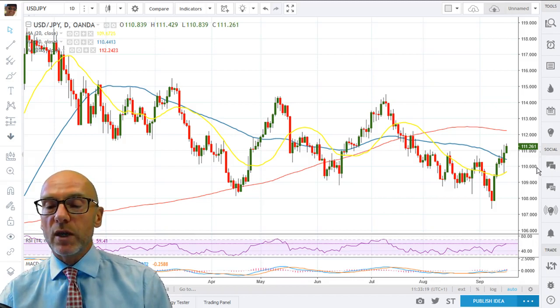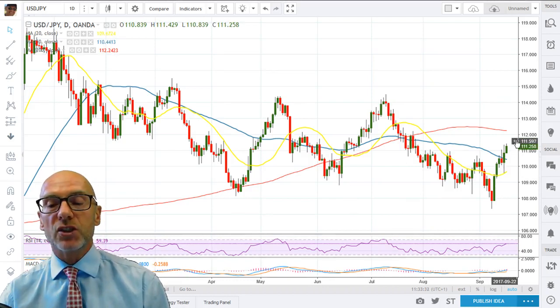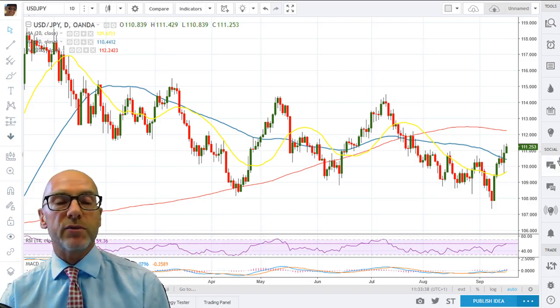Where will we go? On US dollar JPY, you can see we do get quite severe moves in both directions. One would expect this rally to go further than you would expect. Certainly the initial resistance is around the 112, and then we've got the 200-day moving average coming down at 112.24.